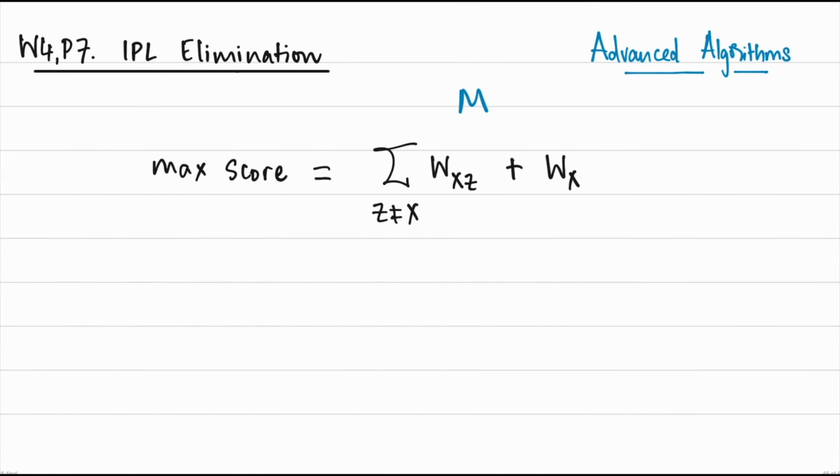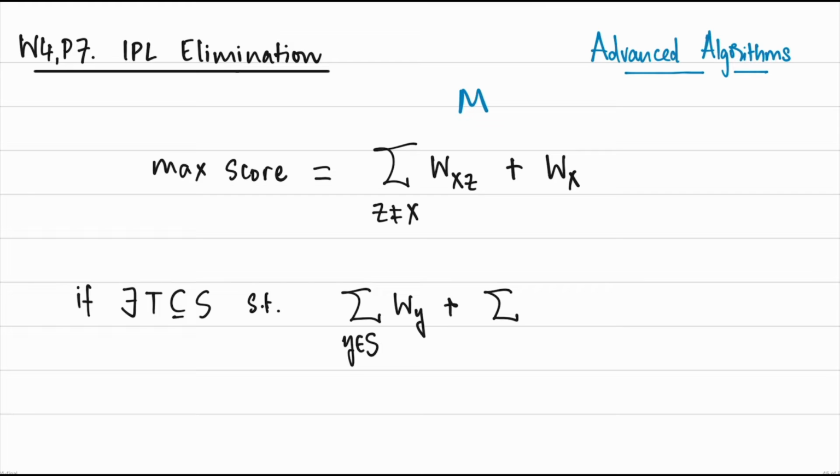More generally, what we are saying is, if there exists a subset of teams, so we used S to denote the set of teams, so let's say that there is a subset of teams such that if you look at all the matches that these teams have won, so that would be the summation of W_Y, plus if you look at all the matches that they have remaining between them, so we're going to say the sum over X, Y in S of W_XY.